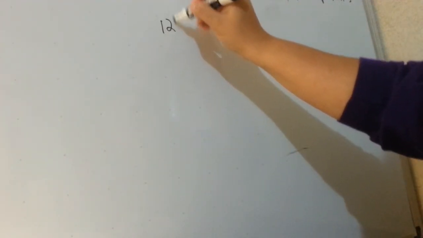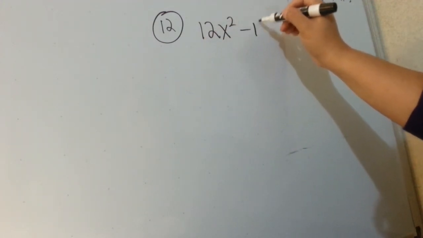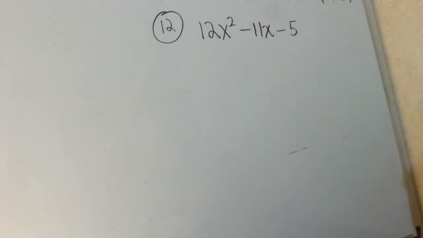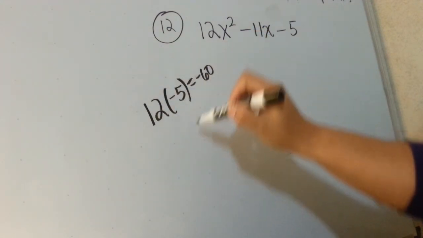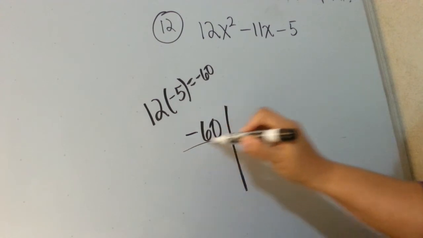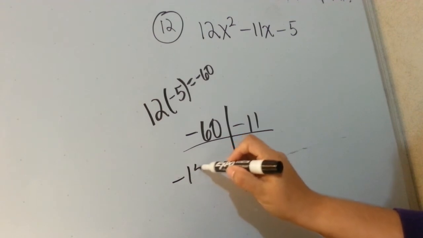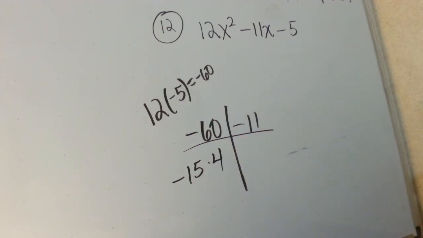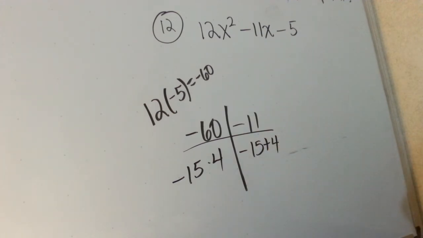Number 12 is 12x squared minus 11x minus 5. This is case 2. So 12 times negative 5 is negative 60. I need two numbers that multiply to negative 60 and add up to negative 11. So that's negative 15 times 4. That gives me negative 60, and when I add these, I get negative 11.